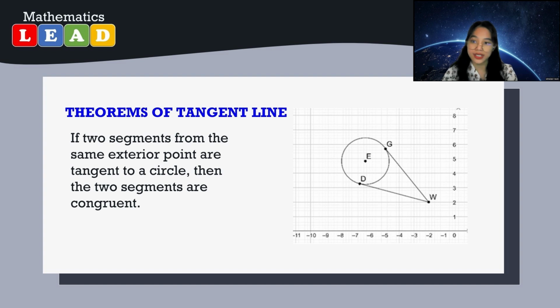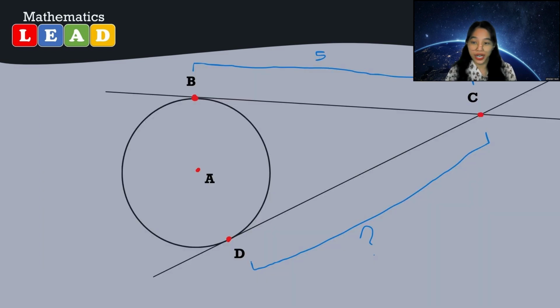But let's have another example. If we have circle A, and BC and CD are tangent to this circle, we know that they do have the same exterior point, which is the point C. Then we know that BC and CD are equal. They are congruent. If BC is 5, CD is what? Exactly, it's 5 units.